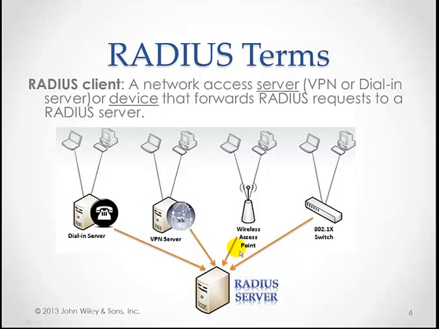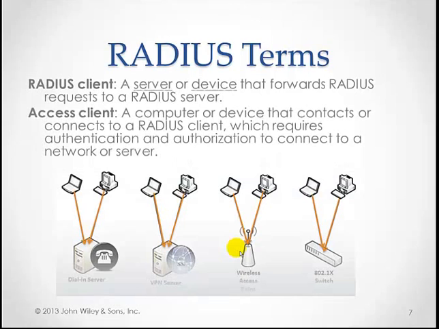Any one of these devices will be forwarding requests to the RADIUS server. Where are these requests coming from? They come from the access clients. So these are computers or devices that contact or connect to a RADIUS client. And they require authentication and authorization to connect to the network or server. So again, it's these end devices. It could be a home computer, it could be a laptop, it could be a PDA, it could be a smartphone, but they're needing access to internal resources, such as a server. And so they're going to need to go through these access or RADIUS clients or access servers, and those will be contacting the RADIUS server.